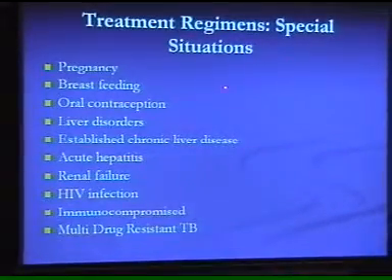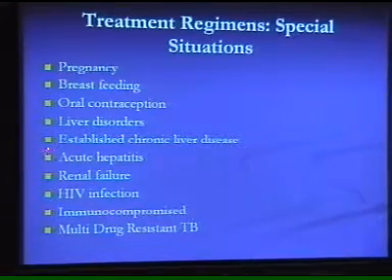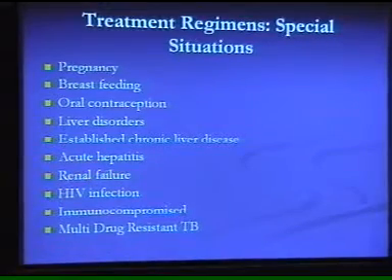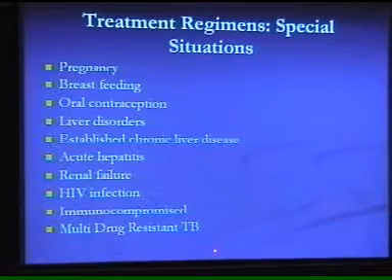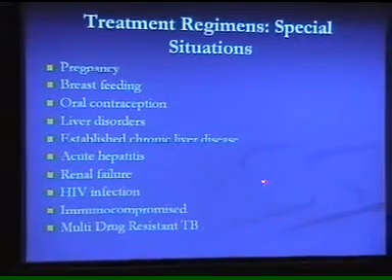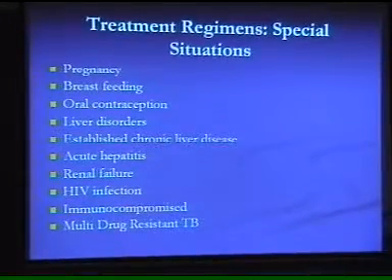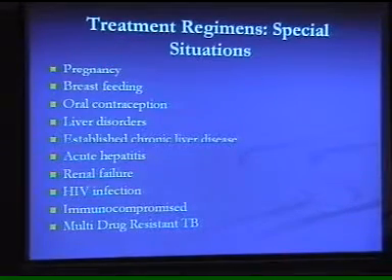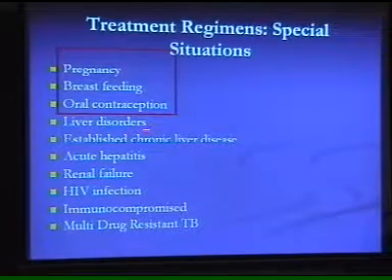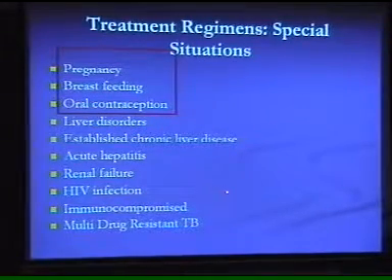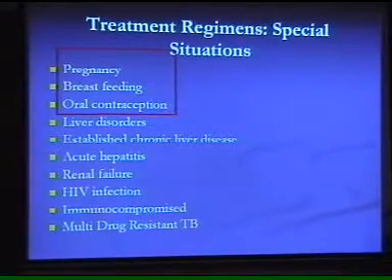Okay, there are special situations you should be aware of: pregnancy, breastfeeding, conception, liver disorders, chronic liver disease, acute hepatitis, renal failure, HIV infection, immunocompromised patients, and multi-drug resistant TB. They have special regimens depending on which condition the patient fits in. But as far as primary care is concerned, you would be dealing more with pregnancy, breastfeeding, contraception, and also some stable patients who have chronic hepatitis C but no liver disease, they are just hepatitis C or B positive.